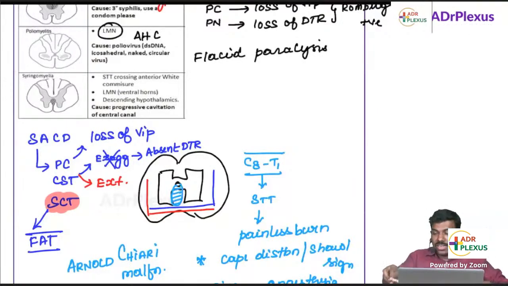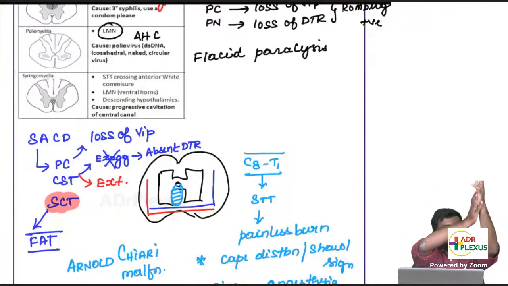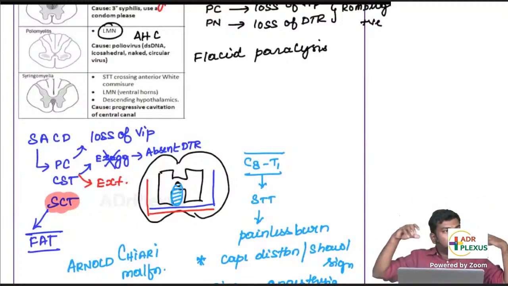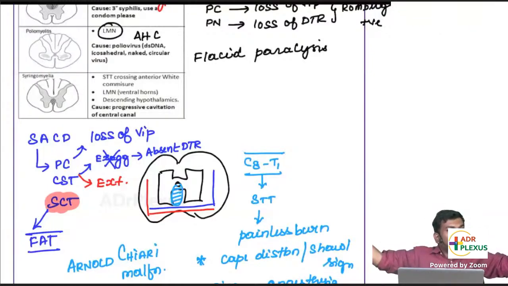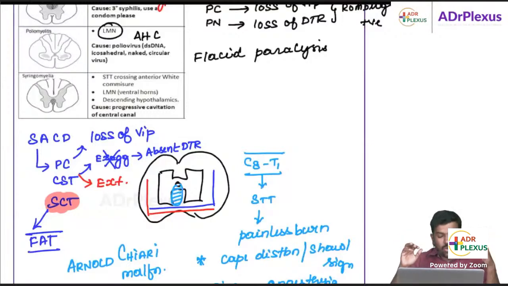So the shawl sign: which area of your body does T8 supply, and T1 supplies which part of your body? It is going to be your hands, right? So whenever you put on a shawl, the shawl will be extending like this, right? So all through this area, you are going to have loss of pain and temperature, and that is going to be called the shawl sign. Clear? Hope I'm clear till now.